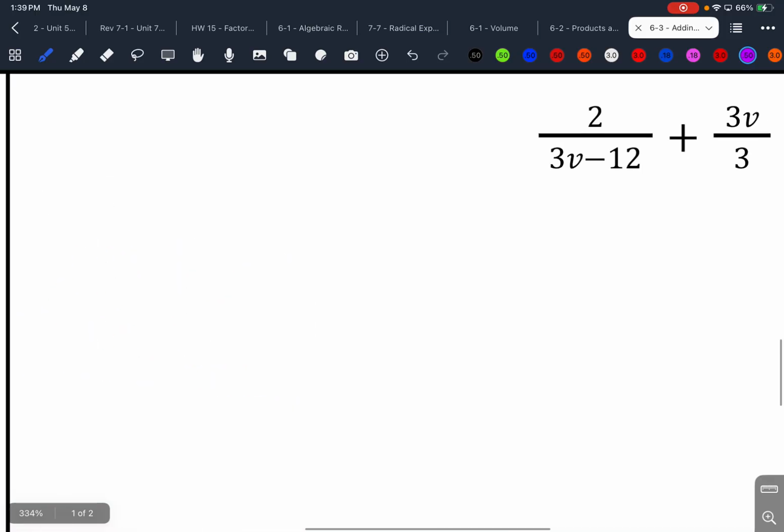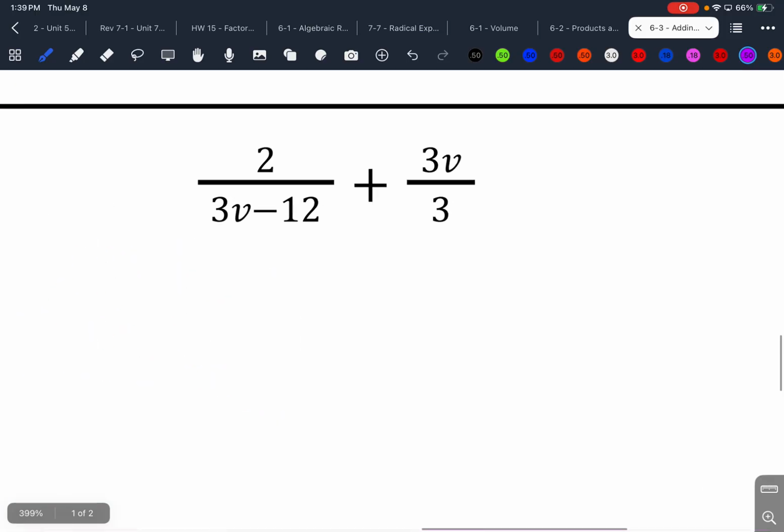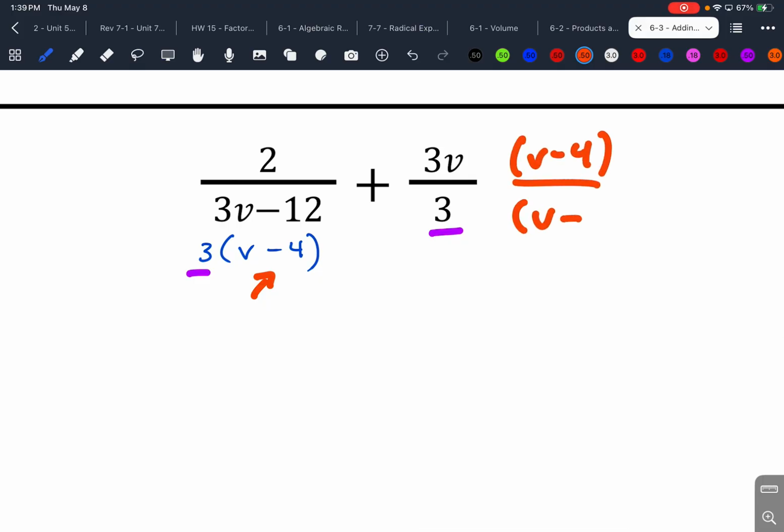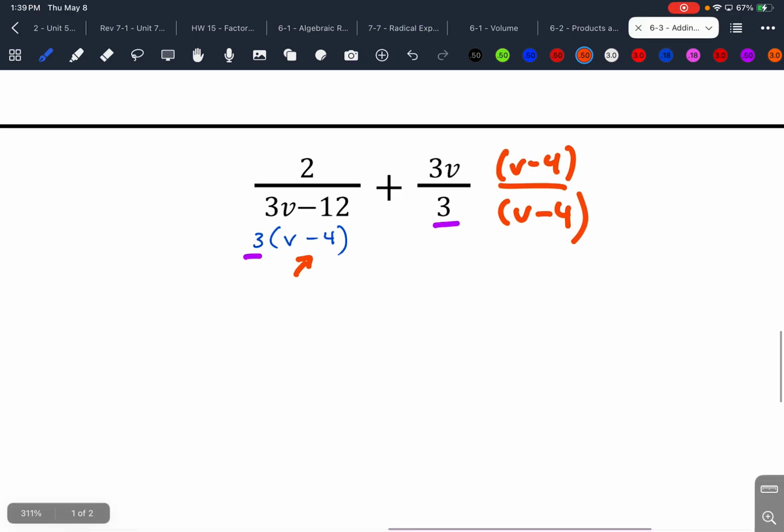Now, the same thing works over here. Here, we have 3v minus 12. Always start by factoring: 3 times v minus 4. And same thing as last time, we have a 3 in common. They already have these, right? But what we need to multiply by is this guy. This has a v minus 4, so we have to multiply by v minus 4 over v minus 4.